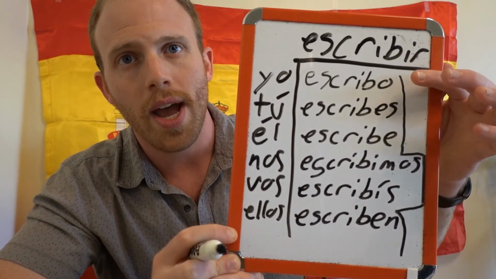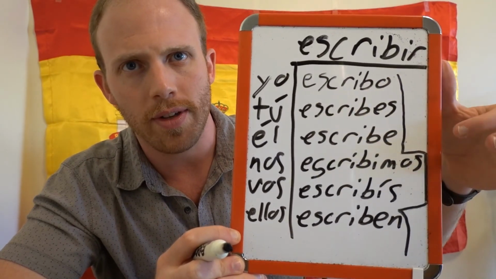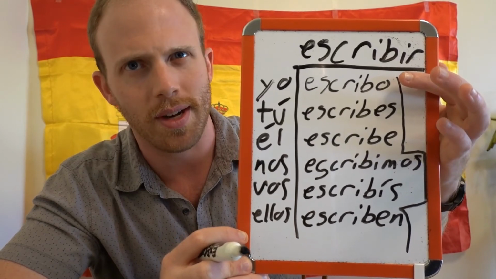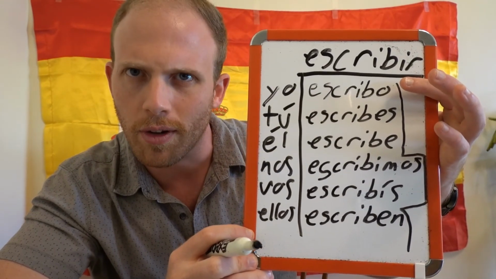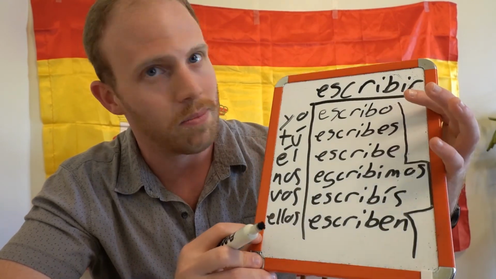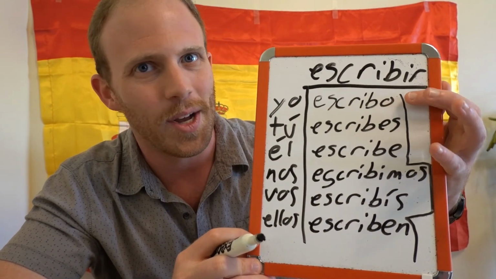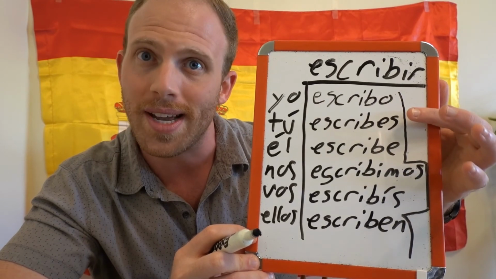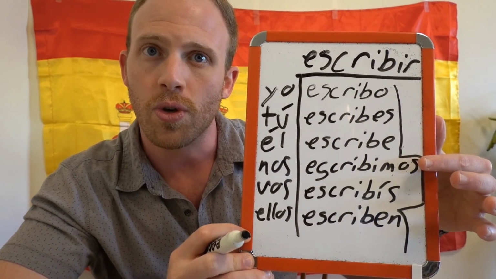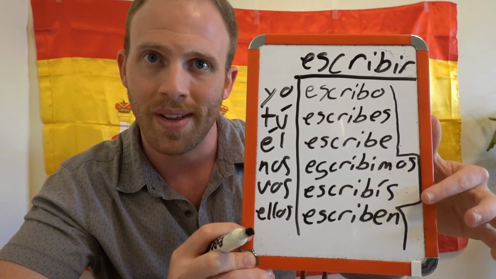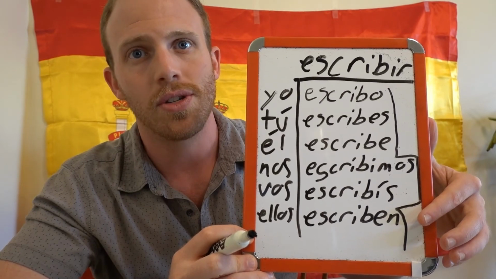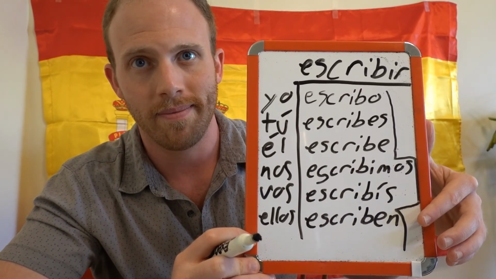So we have yo escribo. Just be aware of the little boot out for the rest of your time you're learning this. Hopefully you don't have to keep learning this forever, you know. I mean, you should be done at some point. But yo escribo, tú escribes, él escribe, nosotros escribimos, vosotros escribís, y ellos escriben.